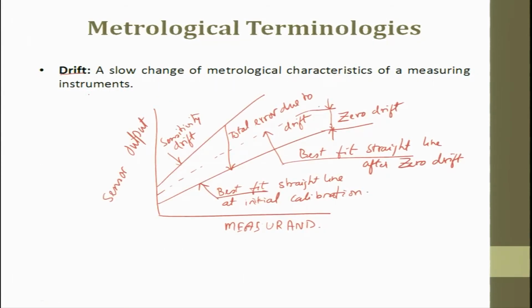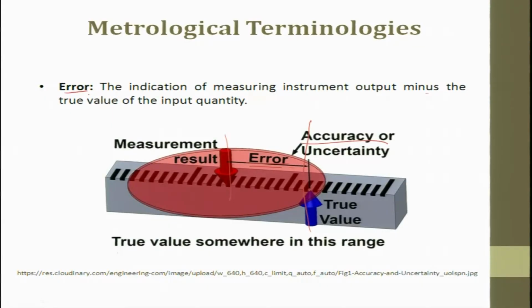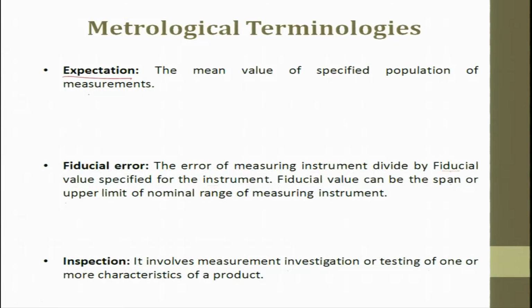There are three different types of drifts: zero drift, span drift, and a combination drift. Next one was error. We saw the definition for error, then expectation, fiducial error and inspection.